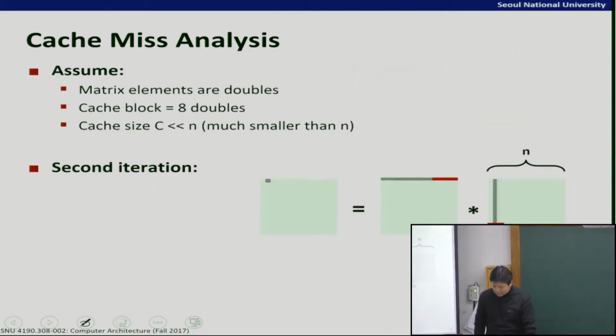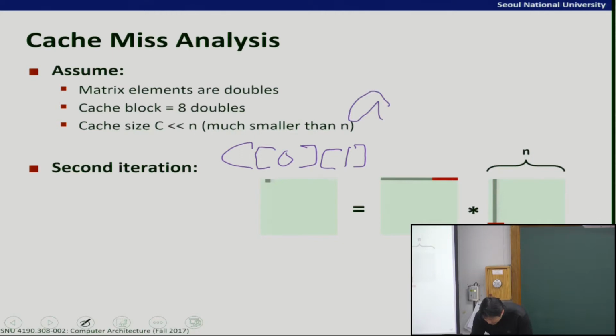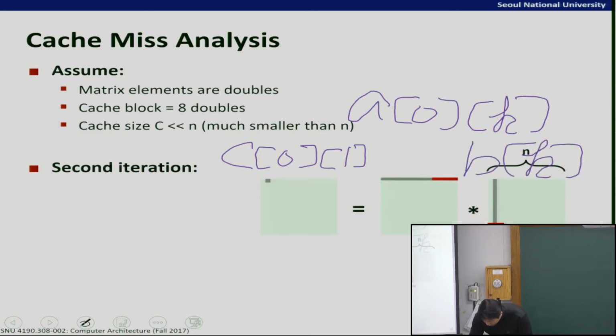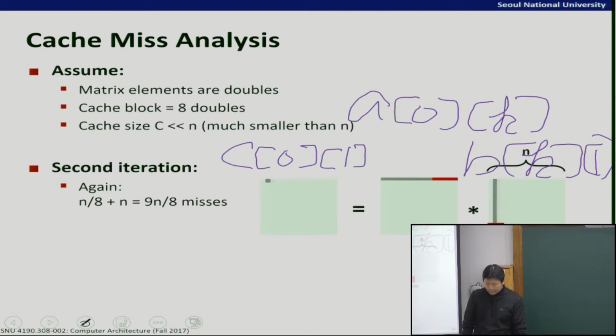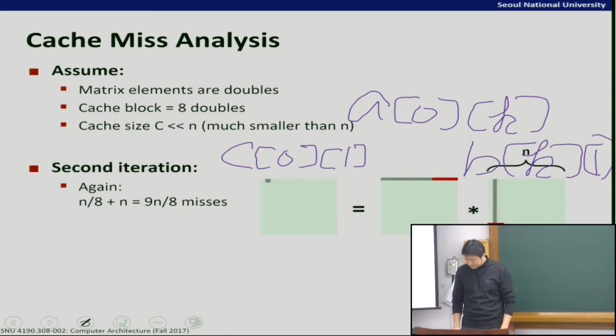So what about the second iteration? Now we calculate C of 0, 1. It requires reading elements in array A, 0, K, and B, K, 1, right? That's the row and column we have to read to calculate this value. So let's do the same analysis. Again, it takes 9n over 8 misses to read this row and column in A and B.